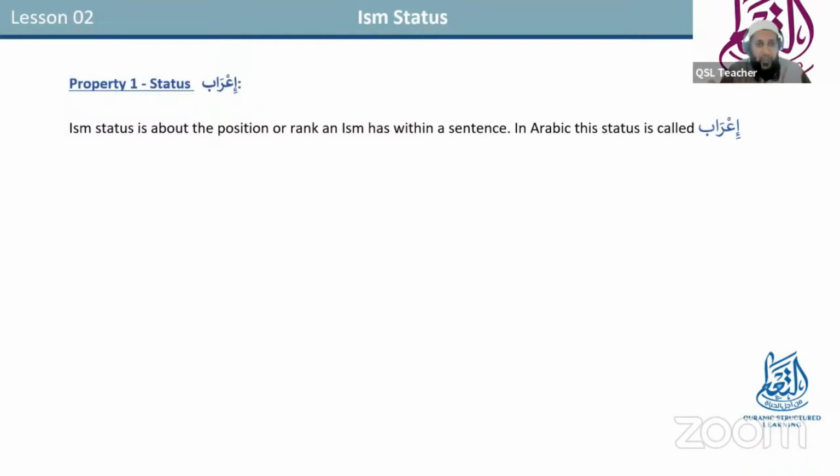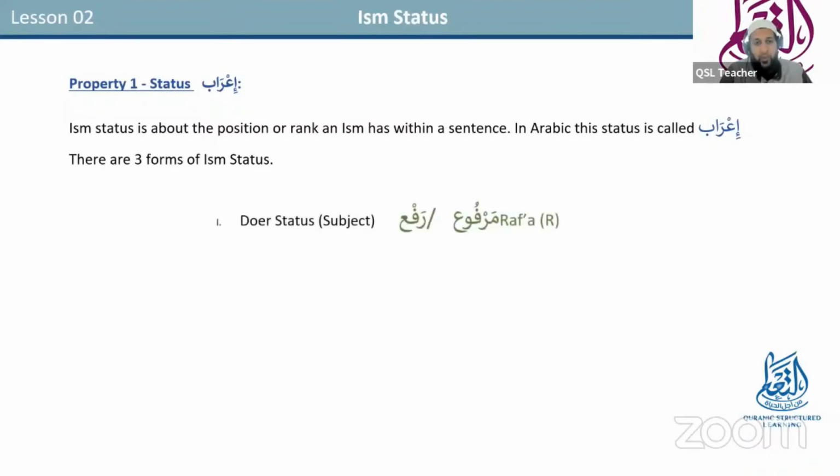It sounds a bit conceptual at this moment, but as soon as you see an example, then it will be easy to understand. There are 3 forms of ism status. So we need to memorize these and know it by heart. One is the dua, which is also called rafa'.